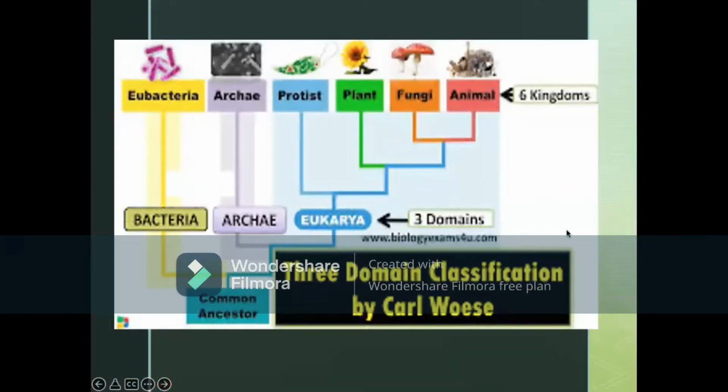Okay, so we all know that living organisms are classified into three domains. These are the bacteria, the archaea, and the eukarya. The eukarya subdivides into kingdoms. This includes the protists, the plants, fungi, and animals. And today we're concerned with the plant kingdom.